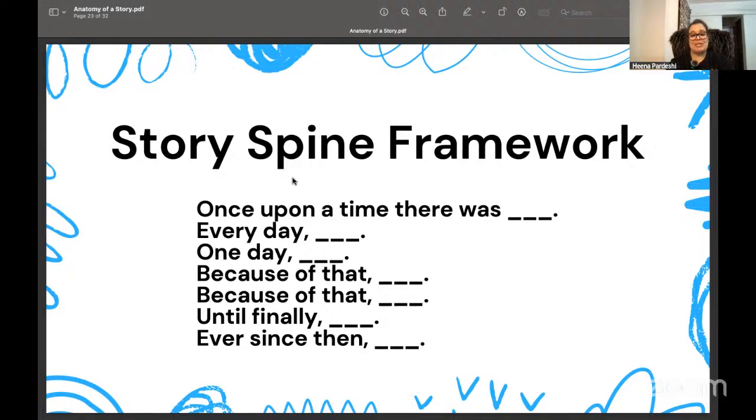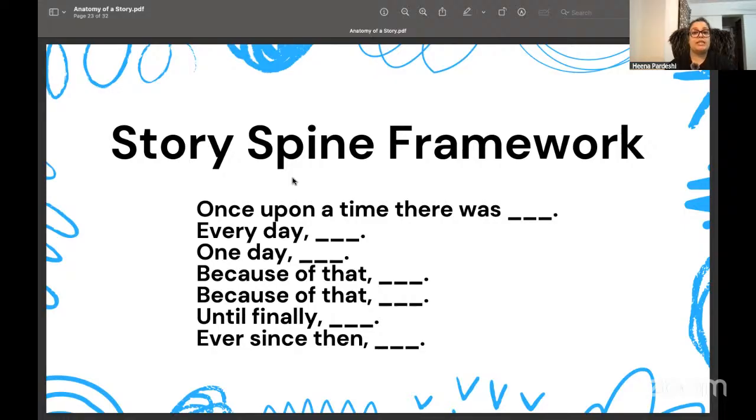So Pixar stories are made this way. We can also apply this to Educated, like so. Once upon a time, there was a girl named Tara living off the grid in rural Idaho. Every day she worked in her father's junkyard and obeyed his rules. One day she decided to attend school.